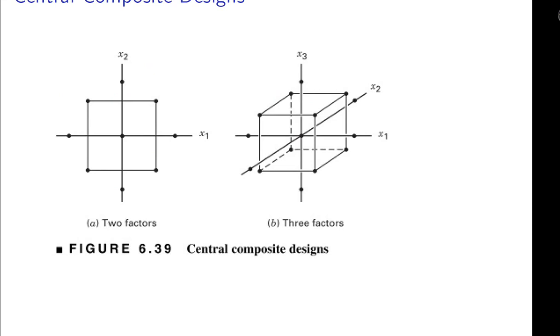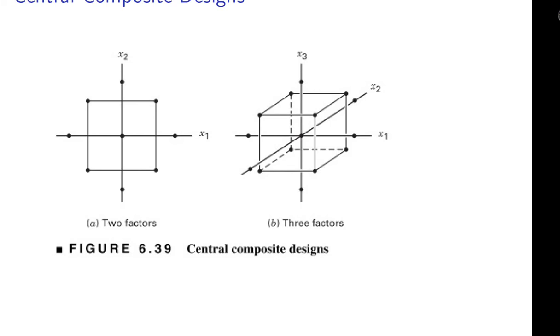But let's begin with a review of the material covered last week. You see here two geometric examples of central composite designs. And when we use the term geometry in this context, we're talking about the spatial arrangement of experimental runs in the space that is defined by the factors.